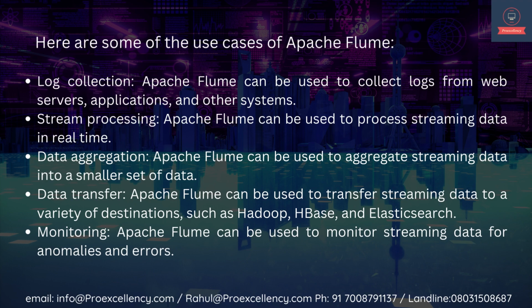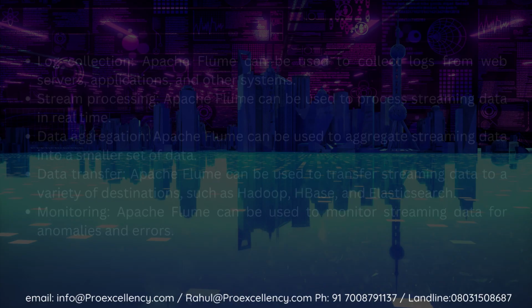Data aggregation. Apache Flume can be used to aggregate streaming data into a smaller set of data. Data transfer. Apache Flume can be used to transfer streaming data to a variety of destinations, such as Hadoop, HBase, and Elasticsearch. Monitoring. Apache Flume can be used to monitor streaming data for anomalies and errors.